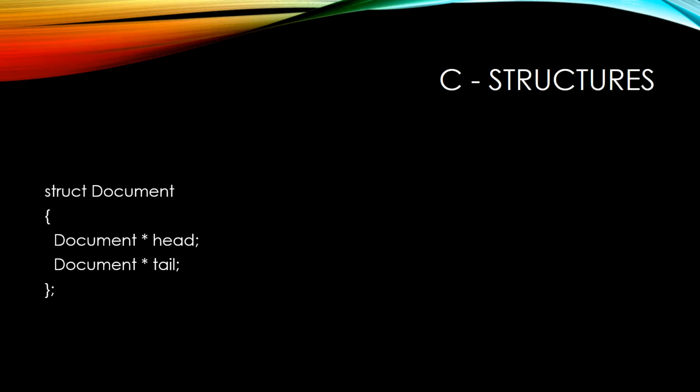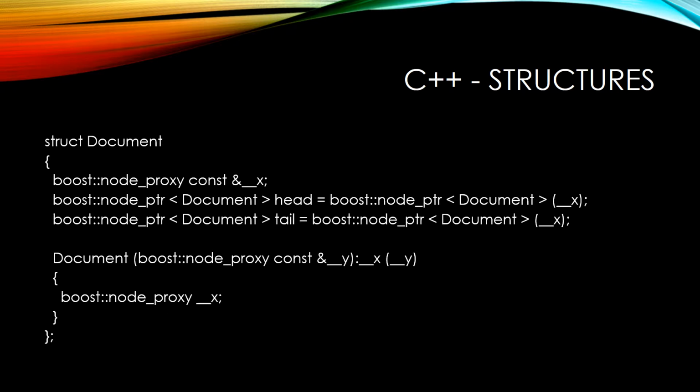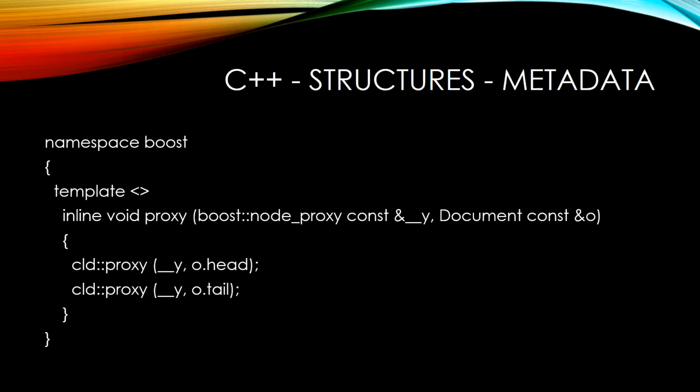Let's see what happens to a structure having pointers inside it. Now the generated structure in C++ will add a reference to the current scope. It will also add a constructor that will pass in the current scope to the reference node proxy. And this reference node proxy will be used to initialize the member variables that are actually pointers. And each C++ structure will have the following metadata that will help spread the proxy for each member variable that is actually a pointer that needs this proxy information.